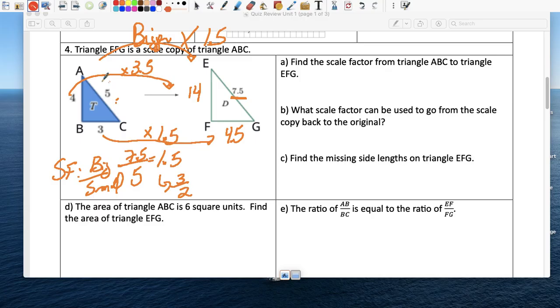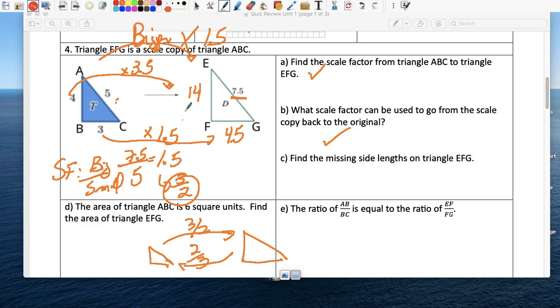Now, the scale factor to go from the small one to the big one is 3 over 2. What if I reverse it? What if I want to go from the big one to the small one? I know going this way is 3 over 2, but going back would be the reciprocal. And what's the reciprocal of 3 over 2? 2 over 3.